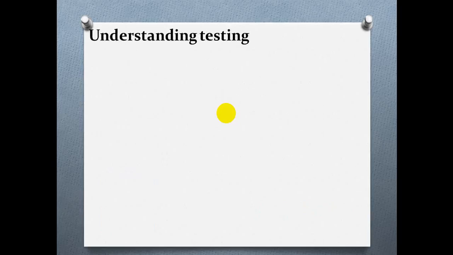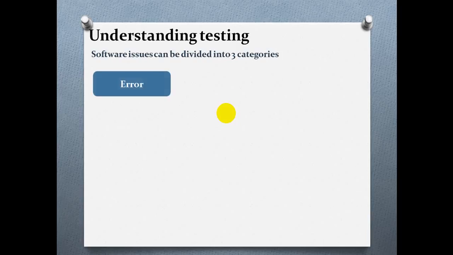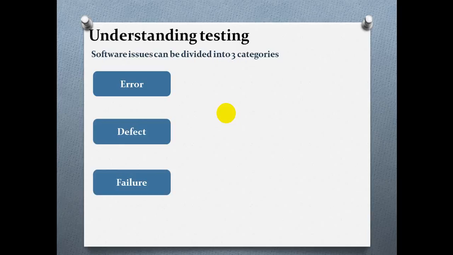Let's understand the testing. To eliminate defects in the faulty software, it is important to understand the cause of defects. Faulty software is the result of the errors or mistakes made while designing and building the application. Most software issues can be divided into three categories. These categories are error, defect and failure. Let's go one by one.